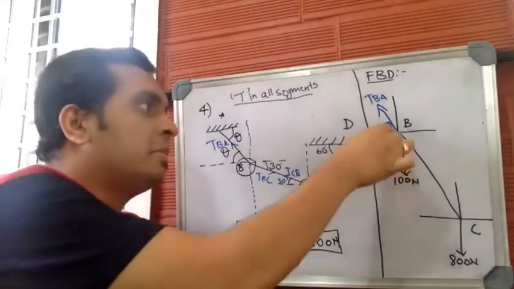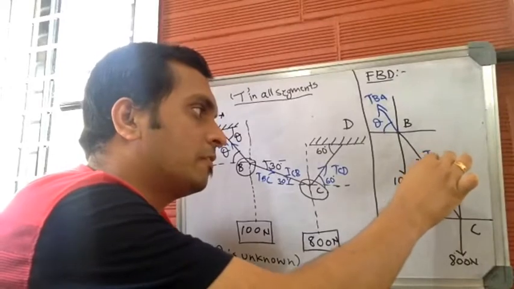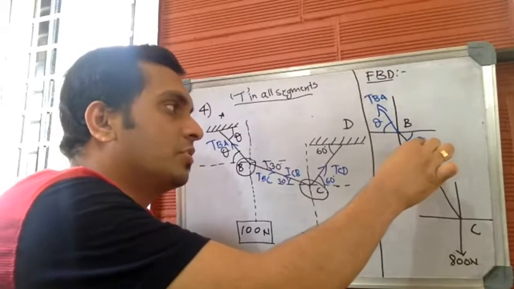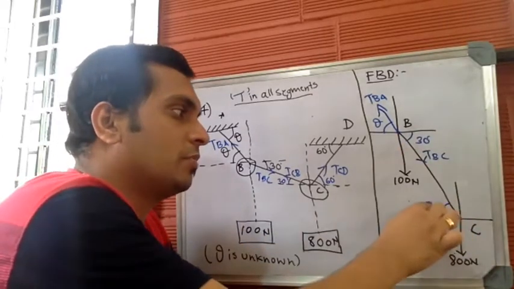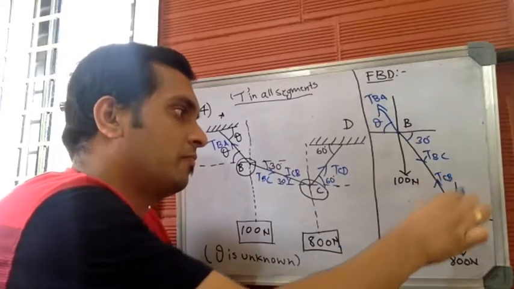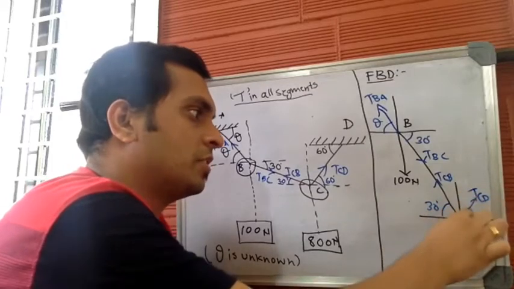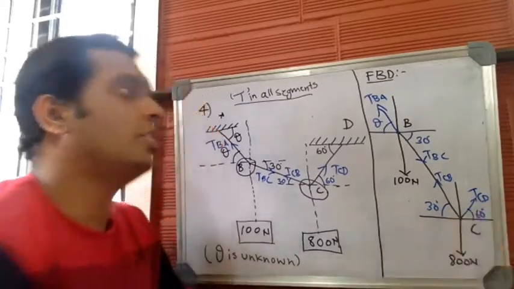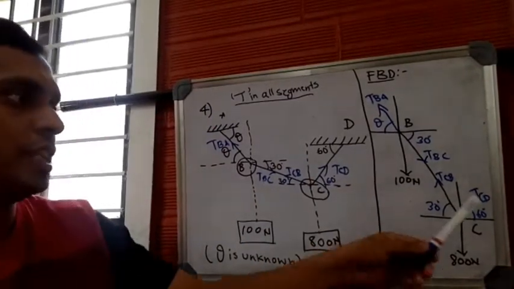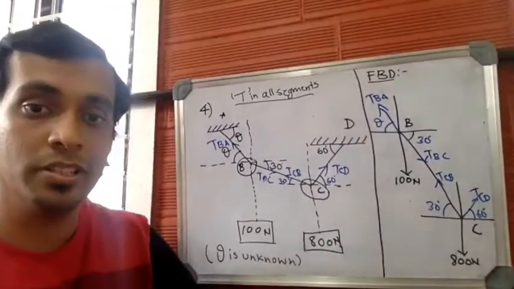T_BA, and the angle made by T_BA with respect to horizontal is theta. You have T_BC, and the angle made with respect to horizontal is 30 degrees. And even this angle should be equal to 30. So this is T_CB, and you have T_CD, which makes an angle of 60. So this is the free body diagram that you have. And you are supposed to find the value of T_CD, T_CB or T_BC, and T_BA, the tension through all the cable segments.